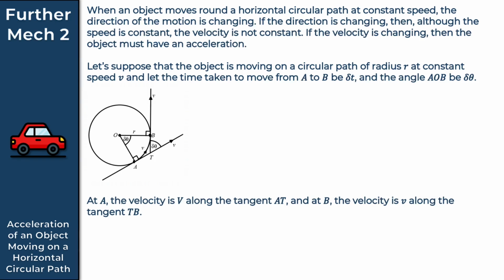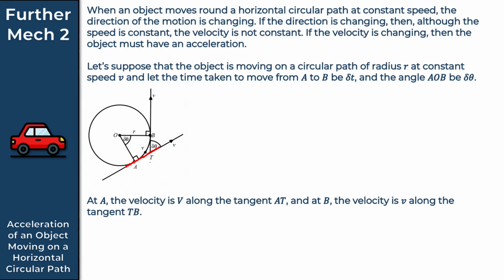At the point A, the velocity is v along the tangent AT. That's this line here, right? Let me shade this in a different color. So this is the point A, and at the point A, as we've just mentioned, the velocity is v along this tangent, along this line AT.